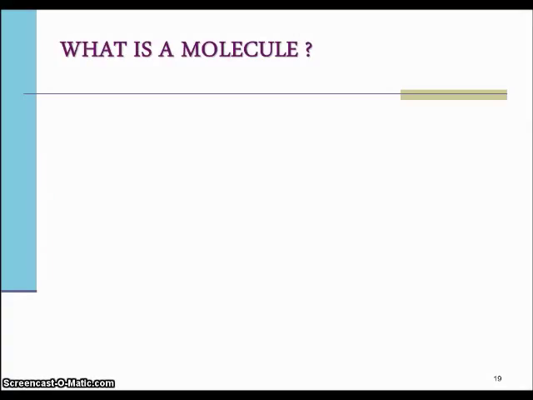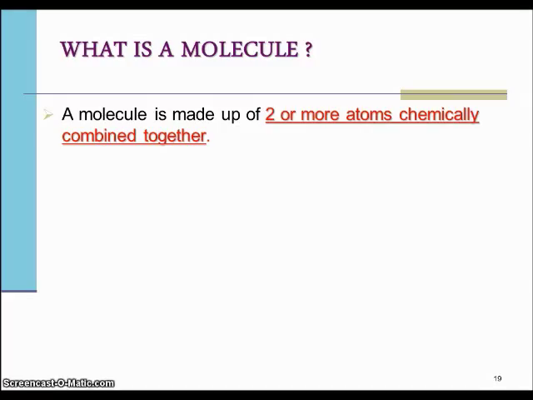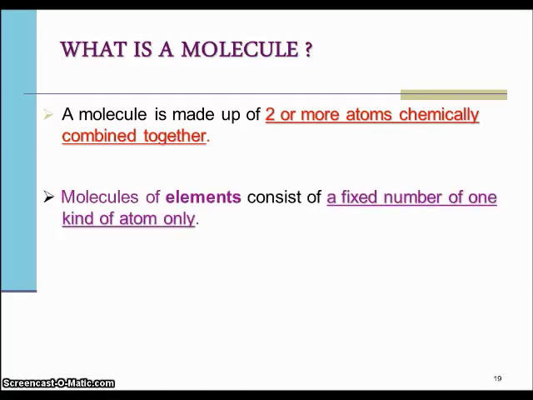What then is a molecule? A molecule is made up of two or more atoms chemically combined together. Molecules of elements consist of a fixed number of one kind of atom only. Please take note: molecules of elements consist of only a fixed number of one kind of atom.